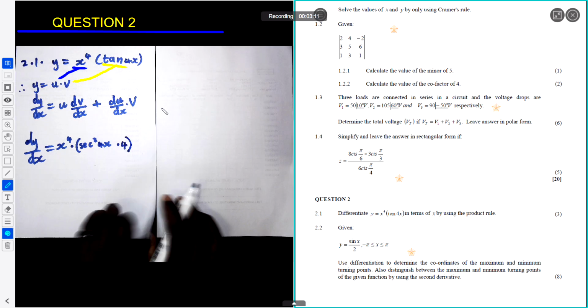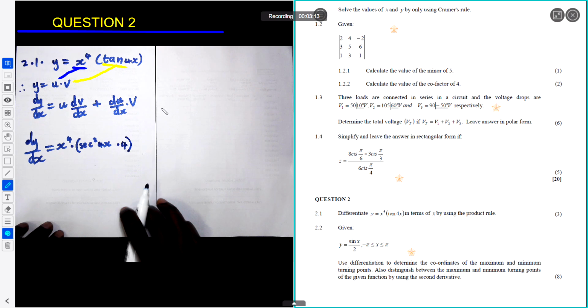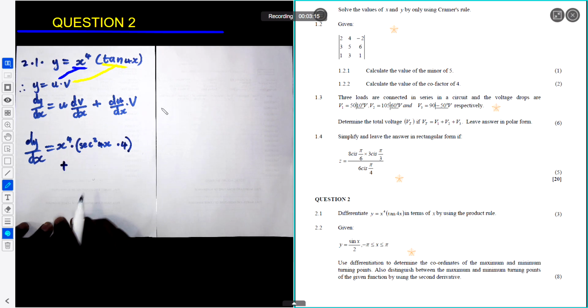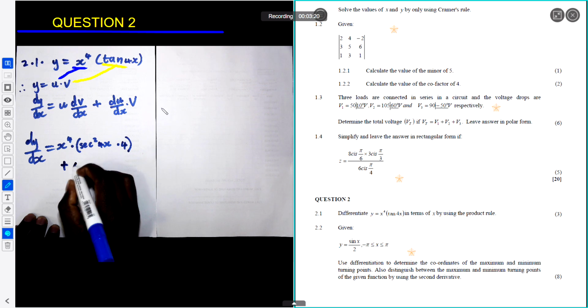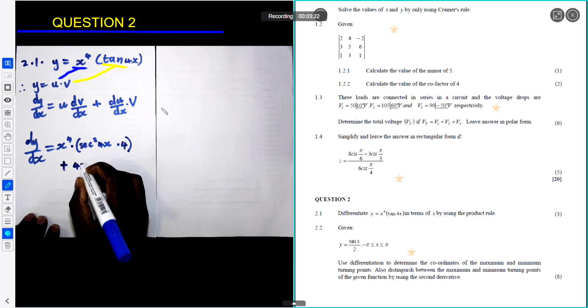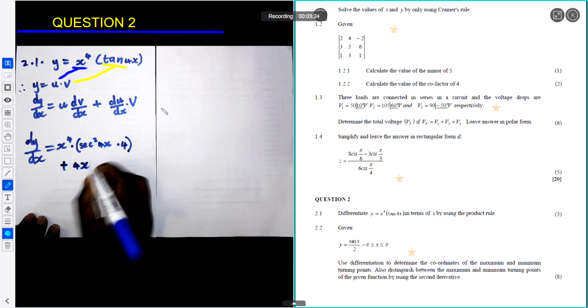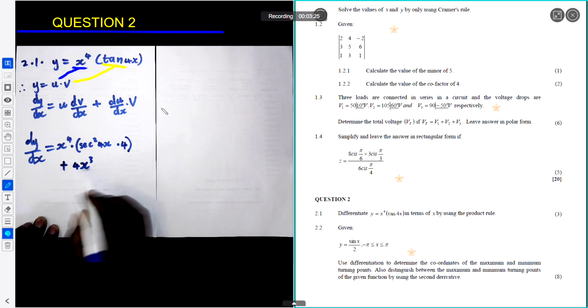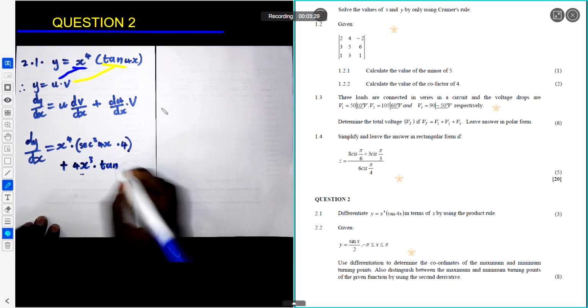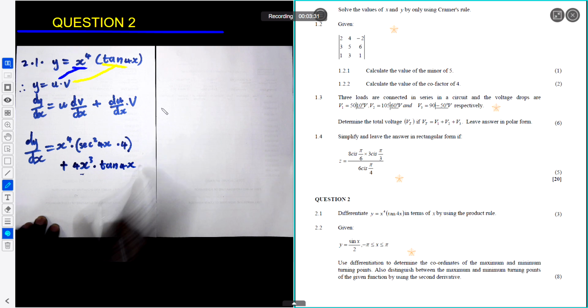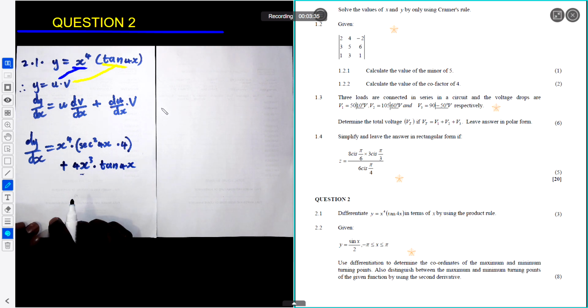Therefore, I'm going to say plus below here to save space. We are going to derivate x to the power 4, which is 4x cubed. We derivated the first function now, but we need to multiply by tan 4x. We are done derivating the function.